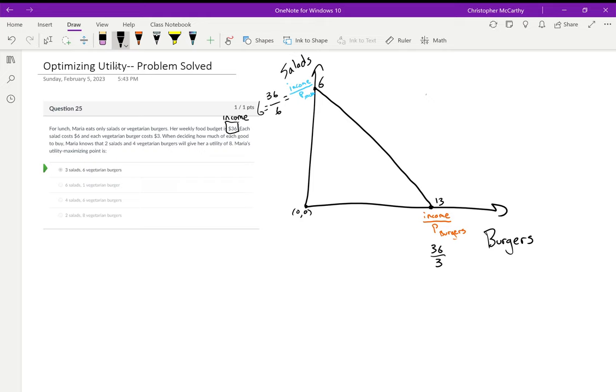So this is telling me the situation where I'm going all in on burgers, right? Vegetarian burgers in this case, but still all in on burgers. I'm only eating burgers, 13 burgers, right? This is telling me the situation of I'm going all in on salads. I'm only eating salads. I'm eating 6 of these salads.